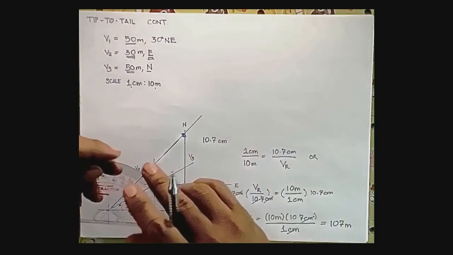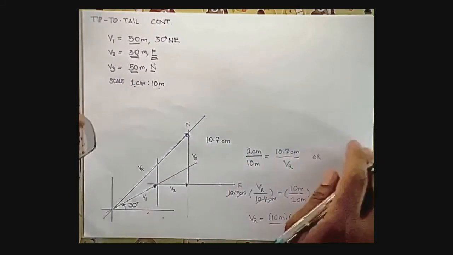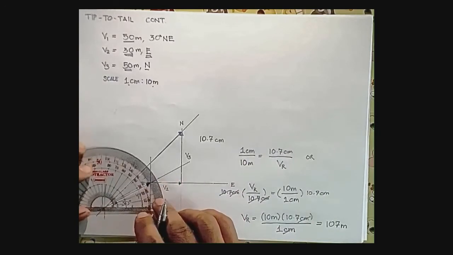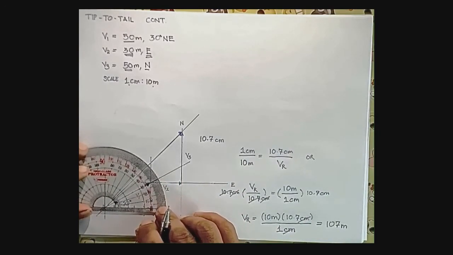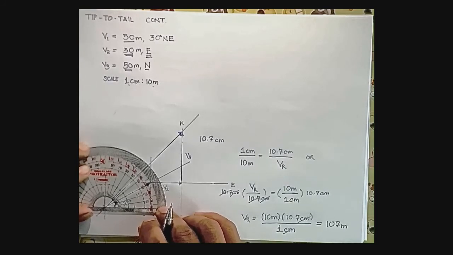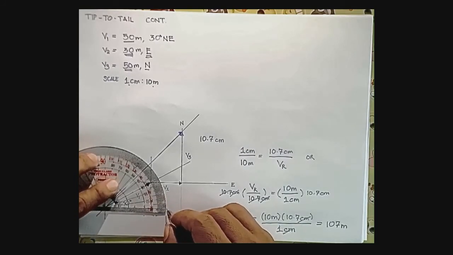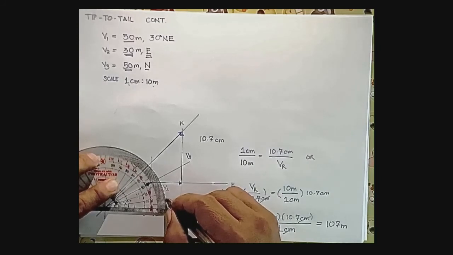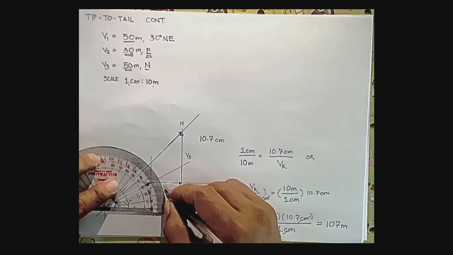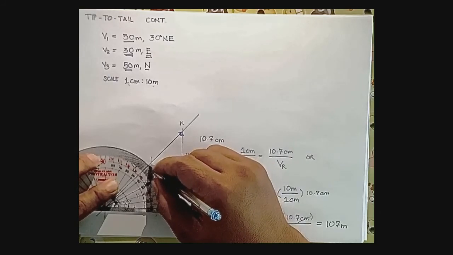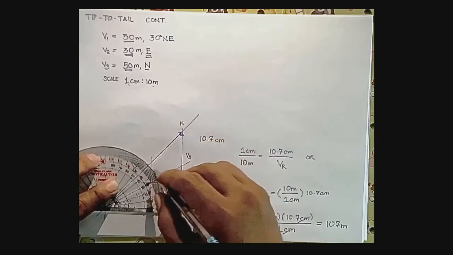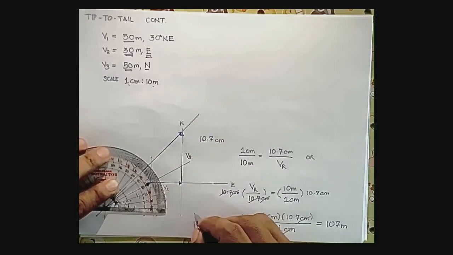All right. Now this time, I would like to know the angle generated by the new resultant vector. So we will be counting that. 0 degrees, 10, 20, 30, 40, and half of that, 45. Yes, so that's 45 degrees.